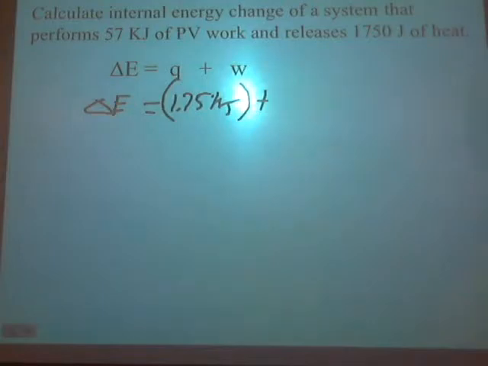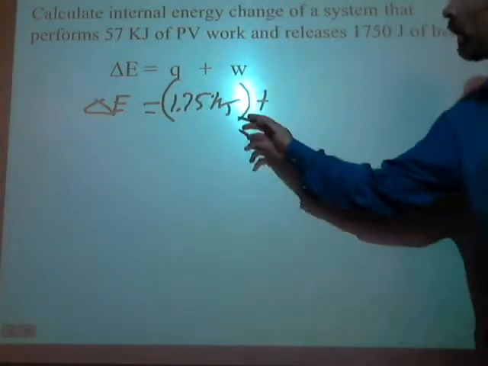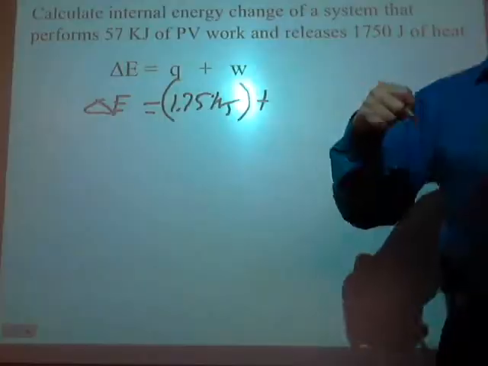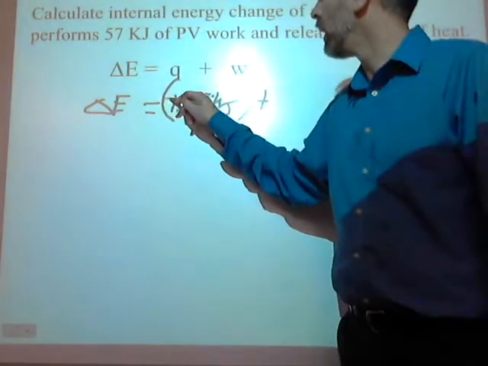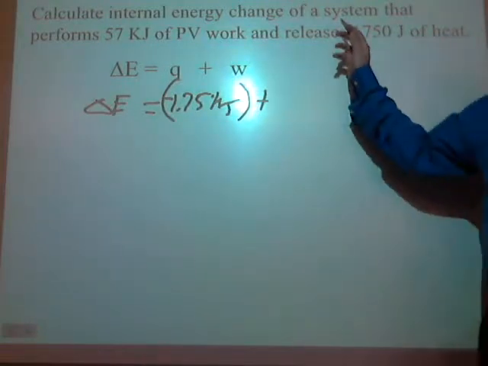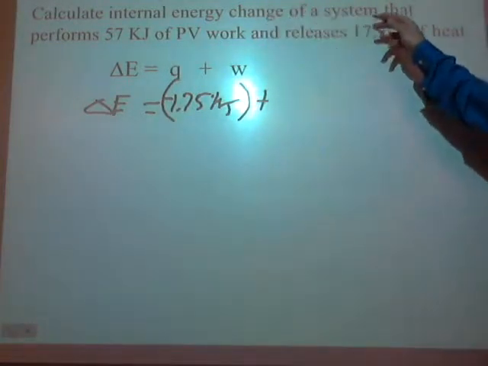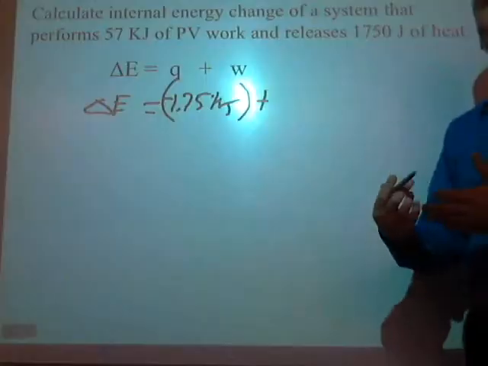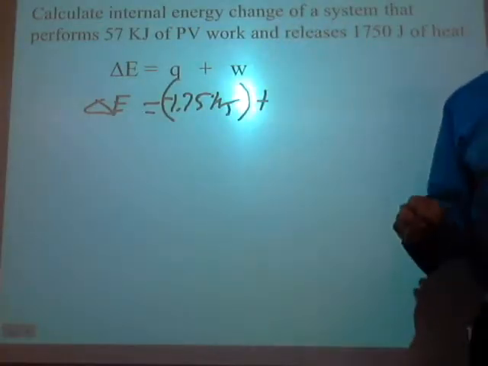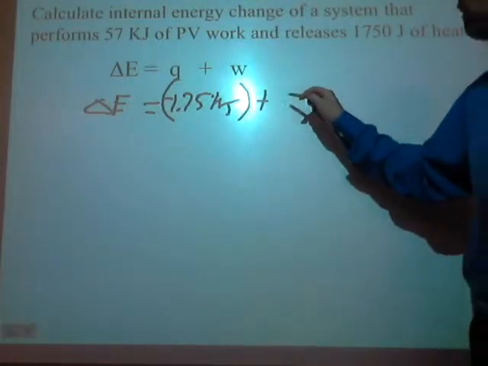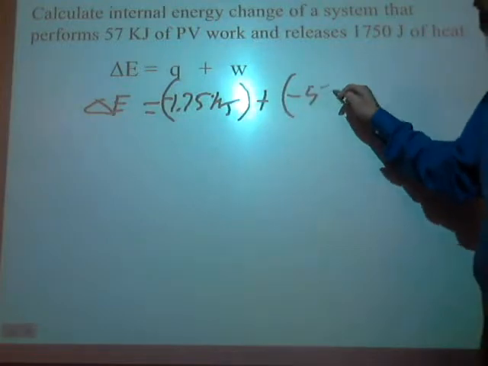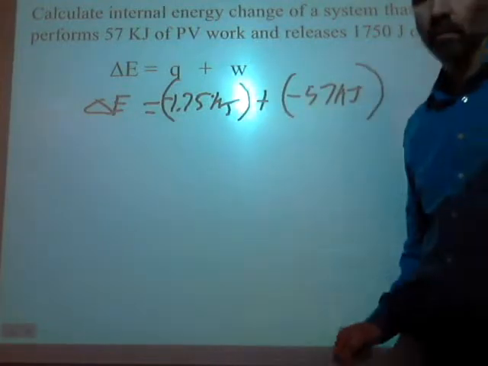Now, the work. What does it say? And by the way, is that a positive or a negative value if it released that? Positive or negative? Negative. So don't forget to put your negative sign in there. Negative 1.75. Now, it said the system performed this work on the surroundings. What value does the 57 kilojoules have? Also negative, so I'm going to add to it a negative 57 kilojoules, correct?